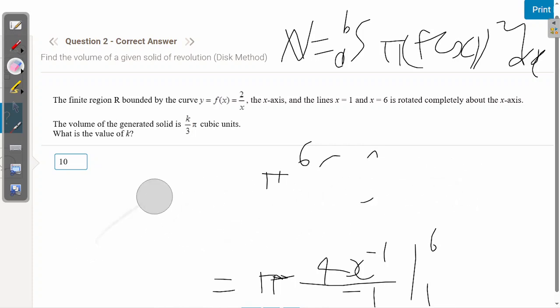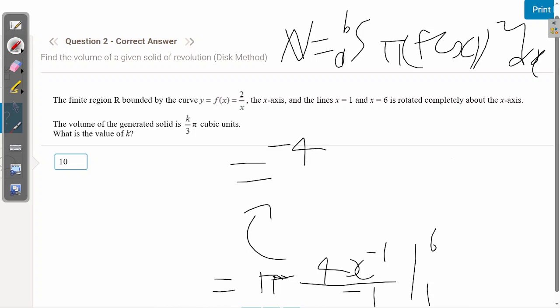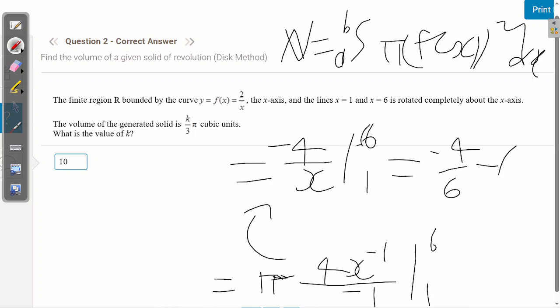Okay, now this will be equal to negative 4 over x from 6 to 1. So that's going to be negative 4 over 6 minus negative 4 over 1, and that will add up to 10 over 3, which then you multiply by pi, so 10 over 3 pi.